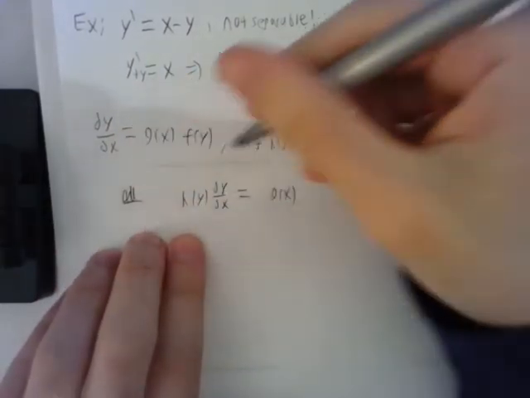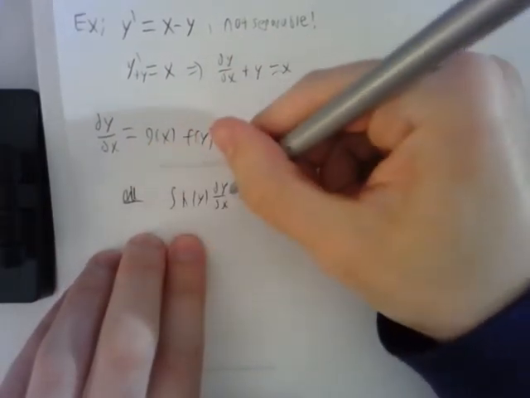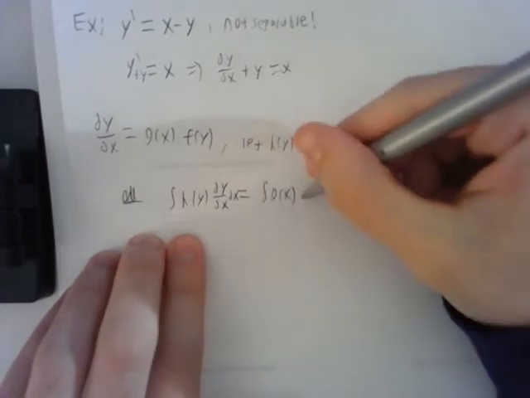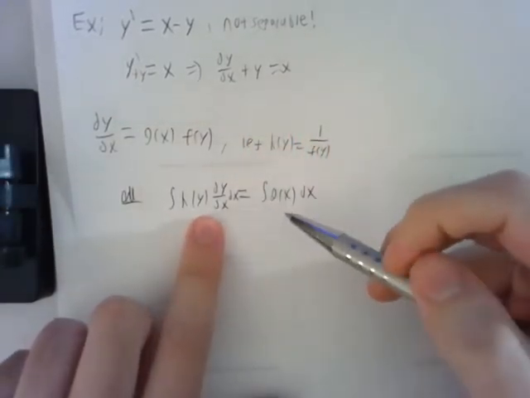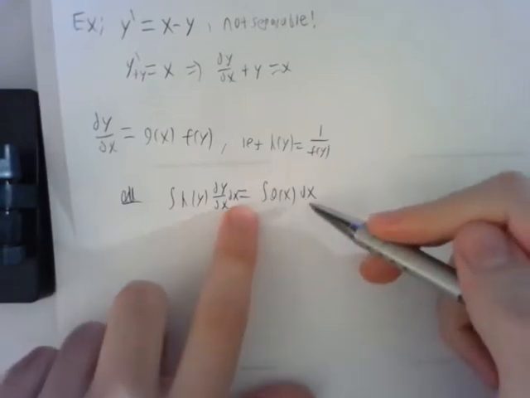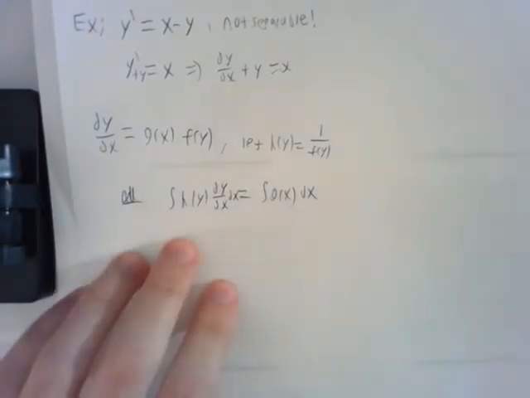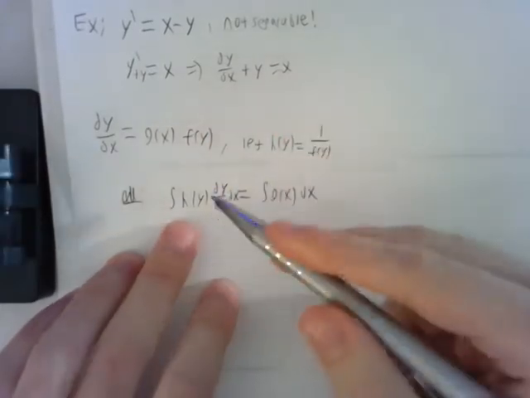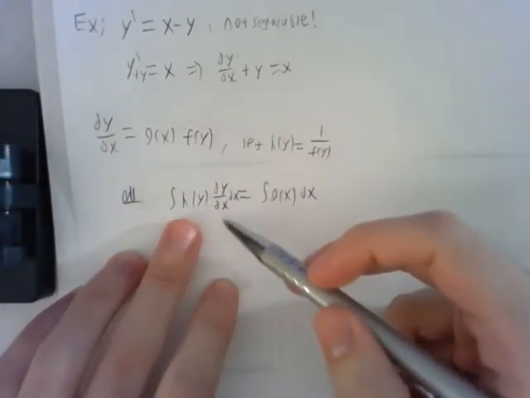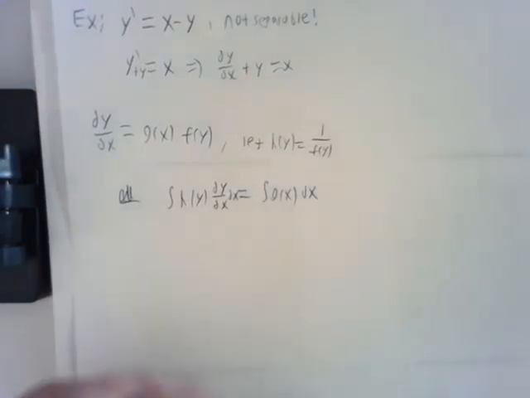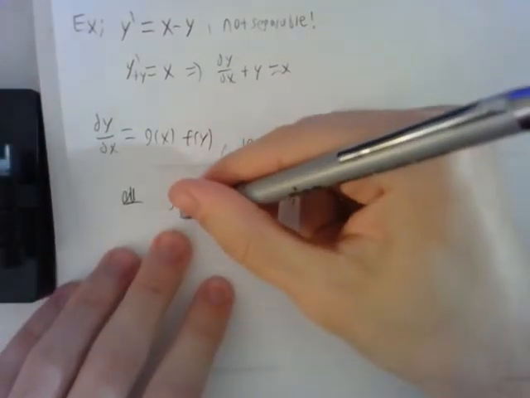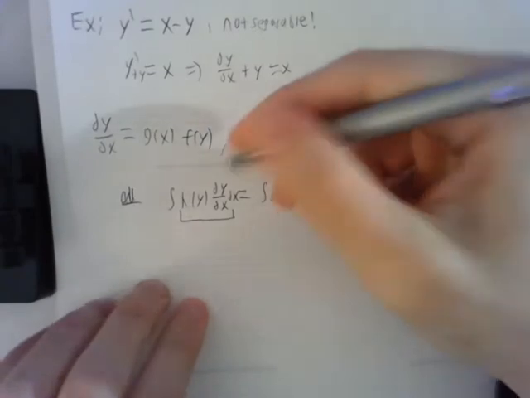And now I'm going to integrate both sides with respect to x. This is certainly okay, because if two functions are equal, then their antiderivatives with respect to x are both equal. So what we get is the integral of h of y dy dx is equal to the integral of g of x dx.